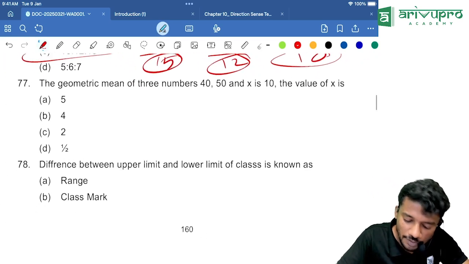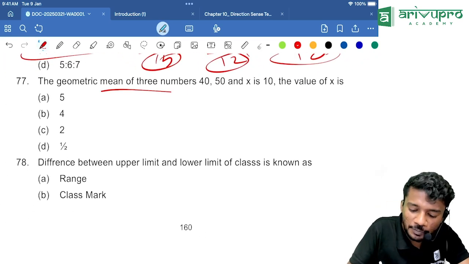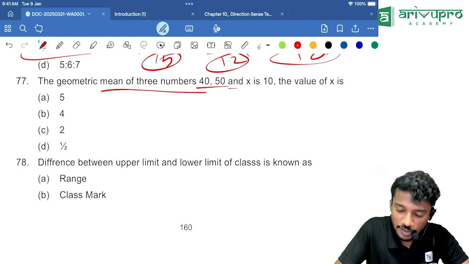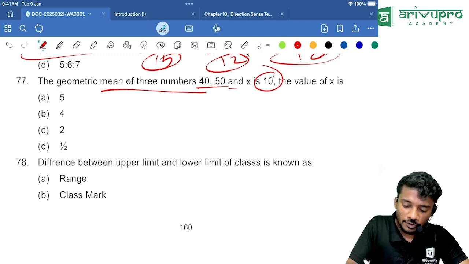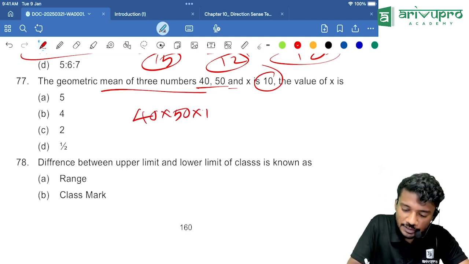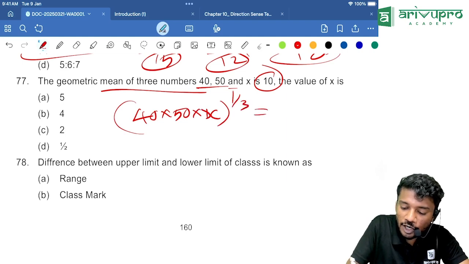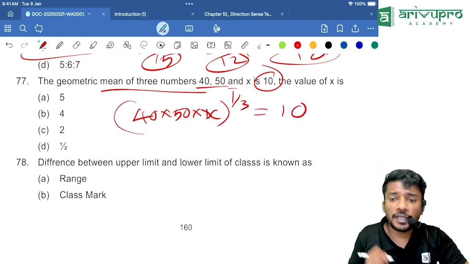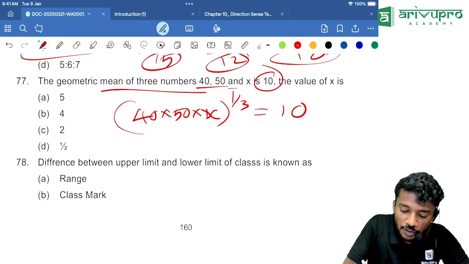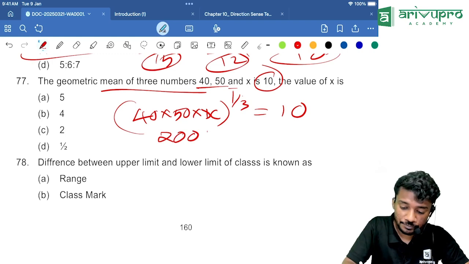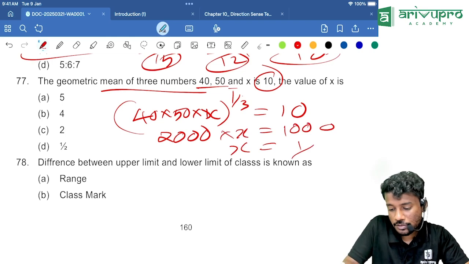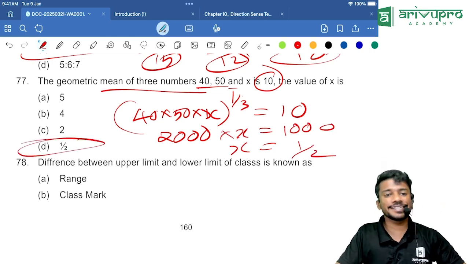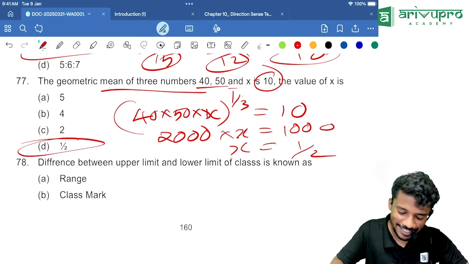Now the next question, not the last question. The geometric mean of 3 numbers 40, 50, and x is 10. What is the formula for geometric mean? 40 into 50 into x, the whole raised to 1 by 3 is equal to how much? 10. How will you remove this 1 by 3? Cube both sides. That means 50 into 40 is how much? X is how much? 1 by 2. Got it? Can we do the next one? Yes.